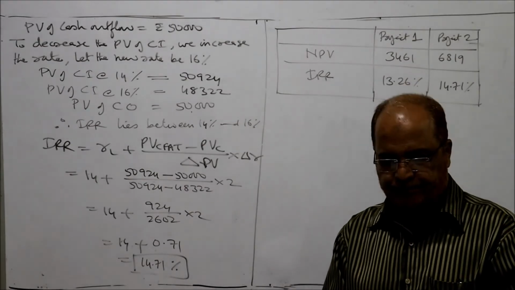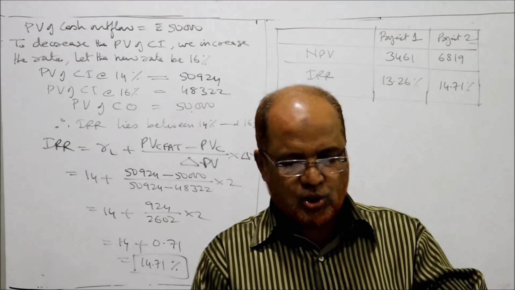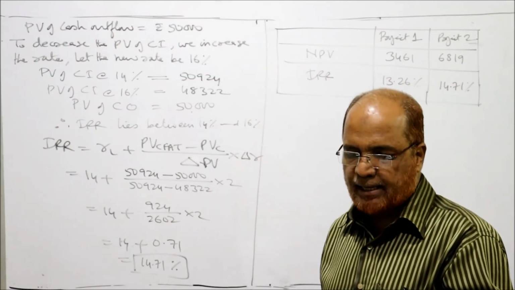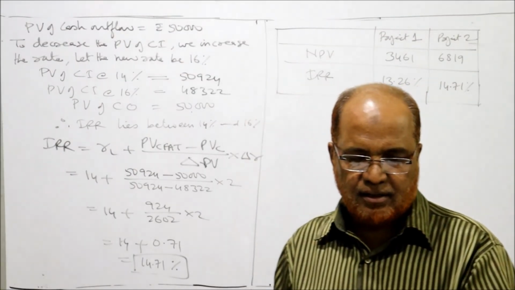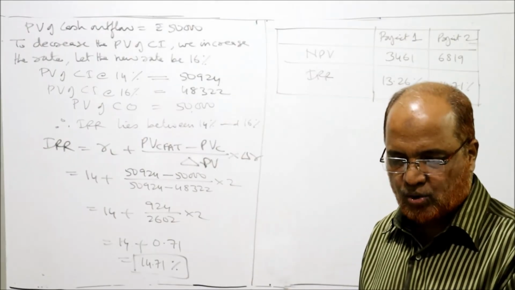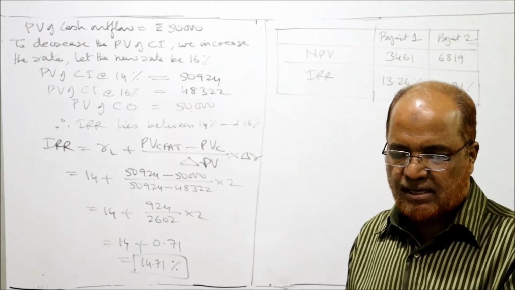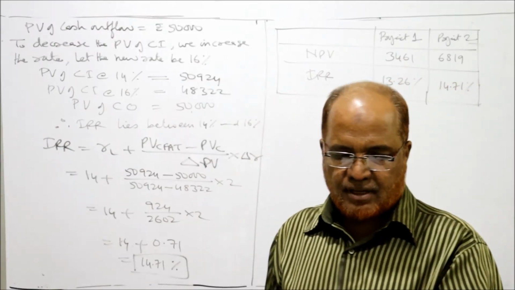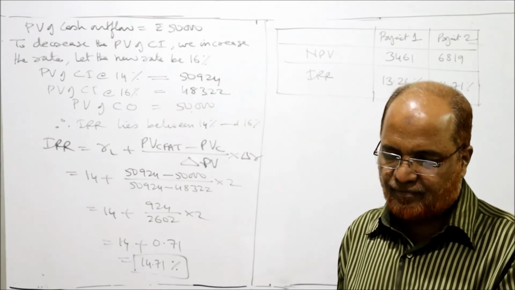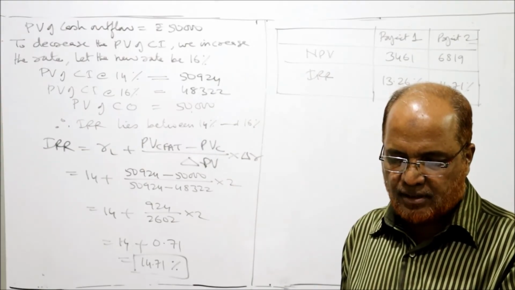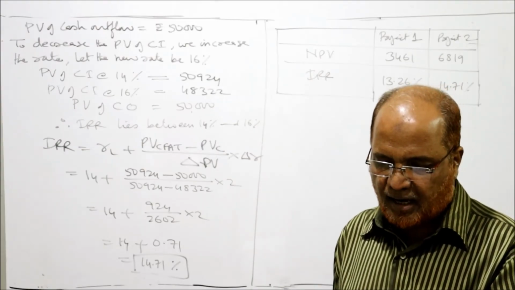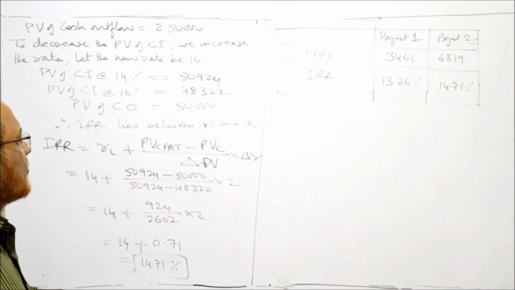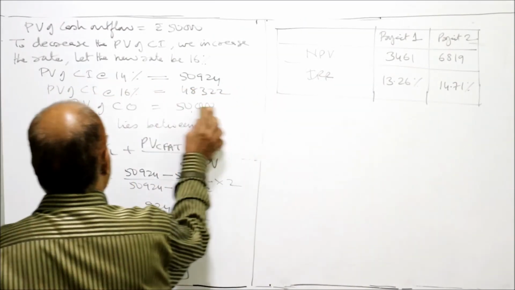Problem number 33. A firm whose cost of capital is 10% is considering two mutually exclusive projects, X and Y, the details of which are as follows. Particulars, investments are 70,000, 70,000. The investment is same. Cash inflows 1, 2, 3, 4, 5, fluctuating cash inflows. Then we have to compute NPV and IRR and suggest which project is acceptable. Exactly similar.